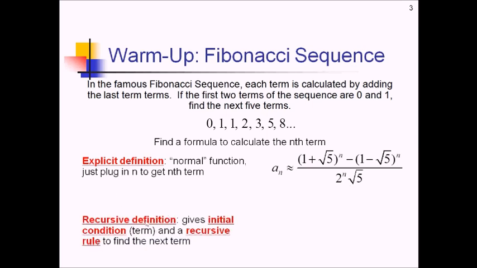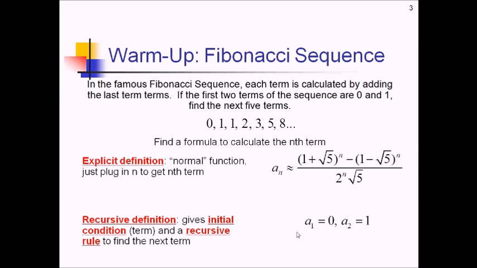There is another kind of formula that we're going to talk about today, and this is called a recursive definition. In a recursive definition, you start with an initial condition, an initial term or two, and then there's a recursive rule that helps you find the next term. So for example, in the Fibonacci sequence, your initial condition would be your first two terms, 0 and 1. We would call that A1 and A2.